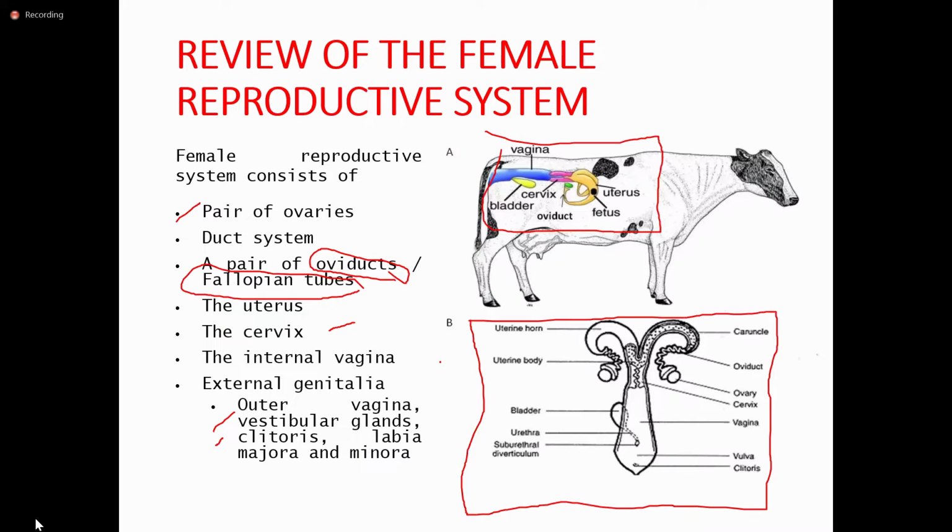ruminant female reproductive tract. Bakit ko nasabing ruminant? Anyone? Diyan sa picture na yan, masasabi mo na schematic drawn, ruminant yan. Anong structure ang distinct sa kanila?